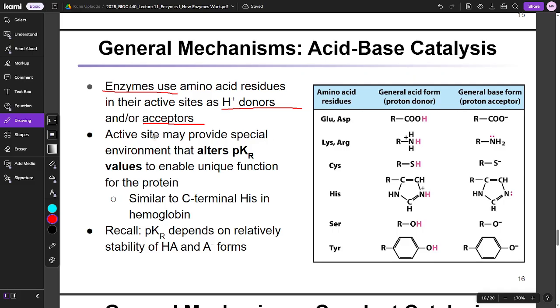So the active site tends to provide special environments. Remember that the environment influences the pKa of the side chains of these amino acids, right? So if you add more basic amino acids, you'll probably make that area where those side chains are more basic, right? If you have more acidic amino acids, you might make that area more acidic, right? And that might be important for the function of the enzyme, right?